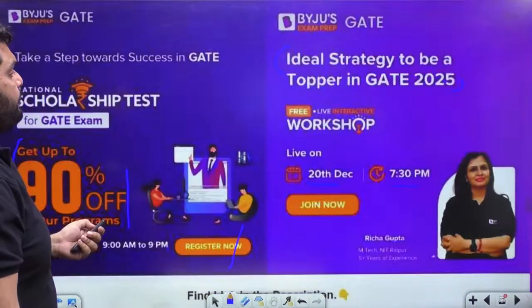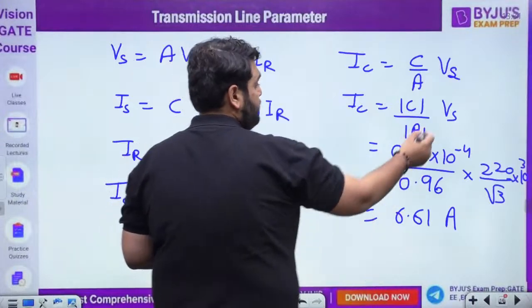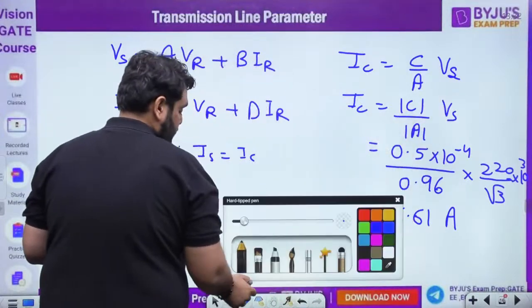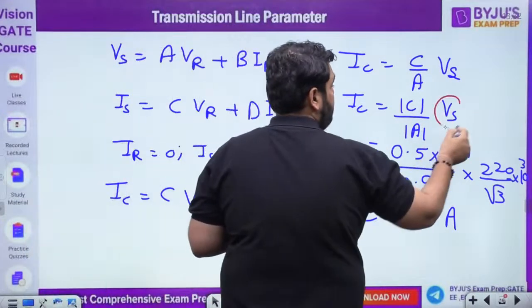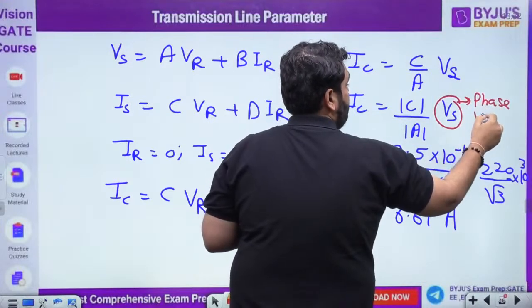And what they are asking, remember this thing that it is a phase voltage. Remember this thing that this is a phase voltage. Don't forget this one, otherwise your answer will go wrong. This is the phase voltage. And we have been given the line voltage, and we need the phase voltage.